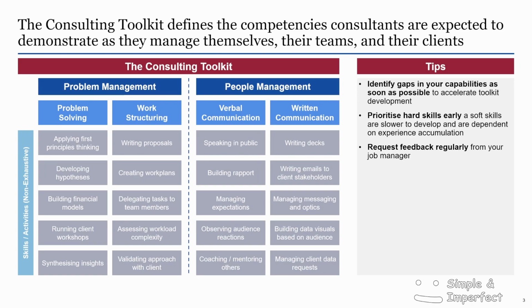Those are things that are inherently slower to develop and will require more experience in order to actually gain a good level of proficiency. And lastly, just make sure you're frequently requesting feedback from your job managers. So I would say that you should probably be checking in at least once a month, if not more frequently, perhaps every fortnight, in order to get feedback on how you're performing, whether there are specific things that need to be adjusted, whether tactical or not.